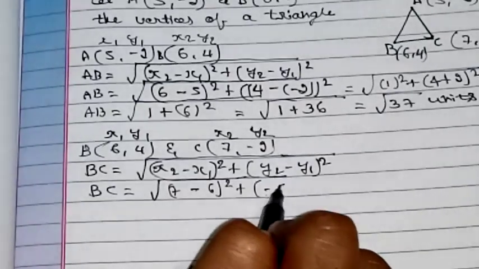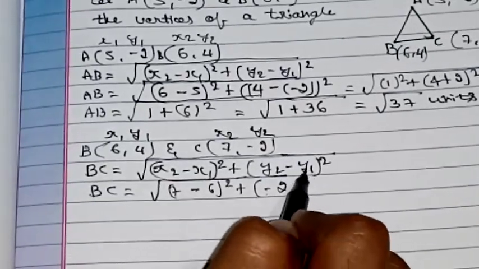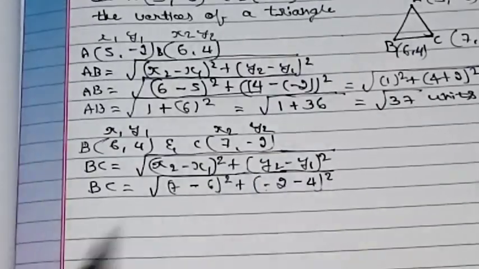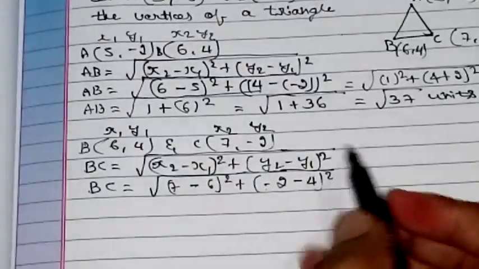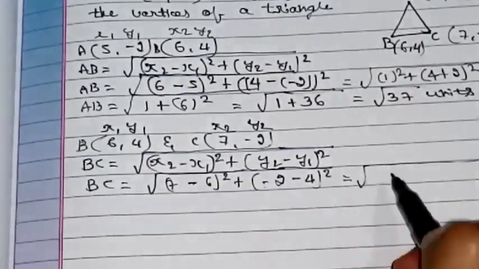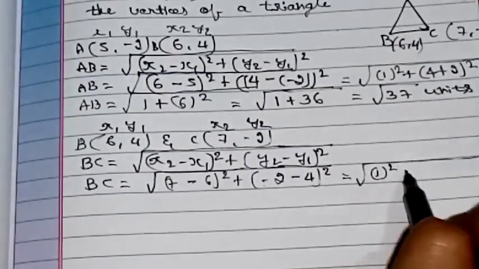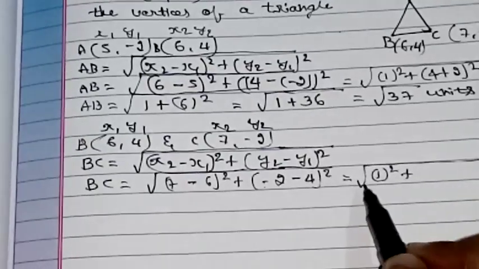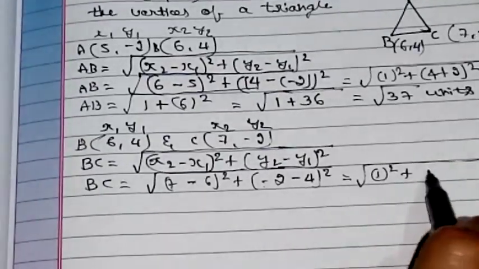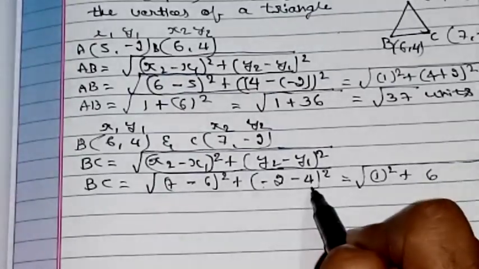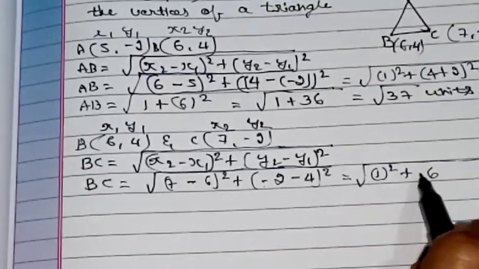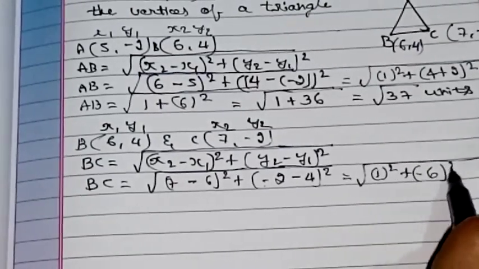Y2 is minus 2 minus, what is y1? Y1 is 4 whole square. Right? Now simplify this. So therefore, that's equal to the square root of 7 minus 6 is 1 square, plus minus into minus is plus. You need to add. So 4 plus 2 is 6, but the sign of the biggest number is 4. So the sign of the biggest number is minus. So therefore, minus 6 whole square.